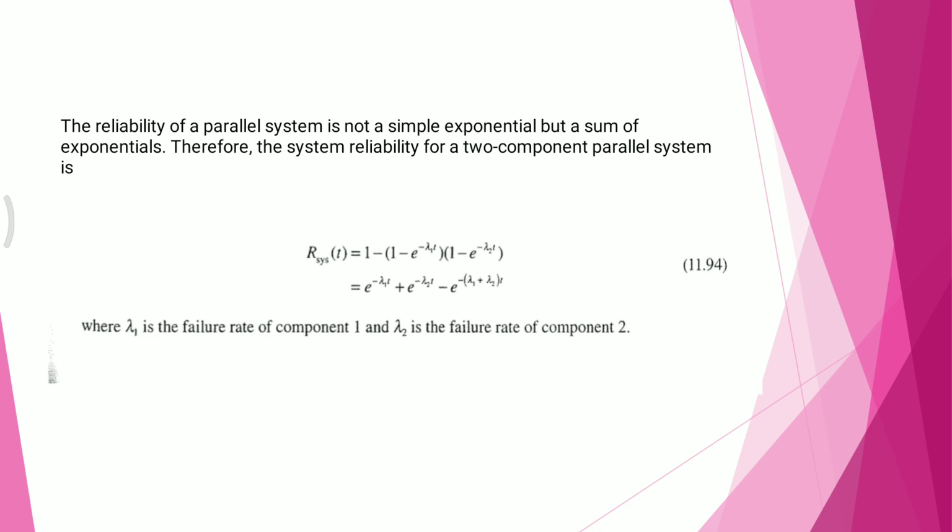The reliability of a parallel system is not a simple exponential, but a sum of exponentials. Therefore, the system reliability of two components connected in a parallel system can be given by this equation, that is R system of t is equal to 1 minus (1 minus e raised to minus lambda 1 t) times (1 minus e raised to minus lambda 2 t). That can further be given as equation 11.94, where lambda 1 is the failure rate of component 1 and lambda 2 is the failure rate of component 2.